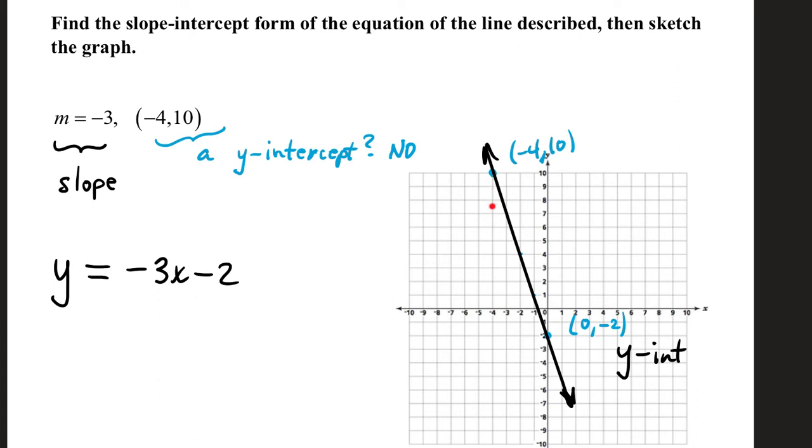If we move down 3 units and over 1, we know that we're going to run into a point that's also on the line. If we keep moving down 3 and over 1, we have a clean location on the y-axis where our graph will have to pass through due to moving down with a -3 slope. And that y-intercept is at -2. So our equation of this line would be y equals -3x minus 2.